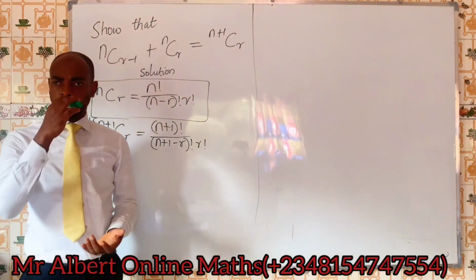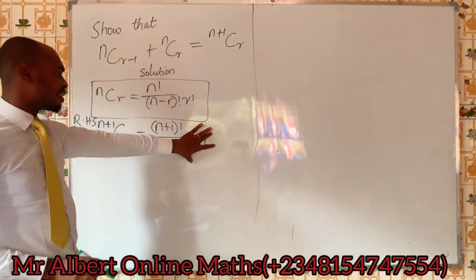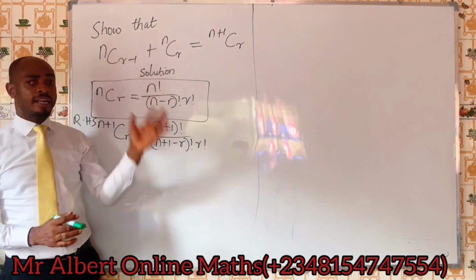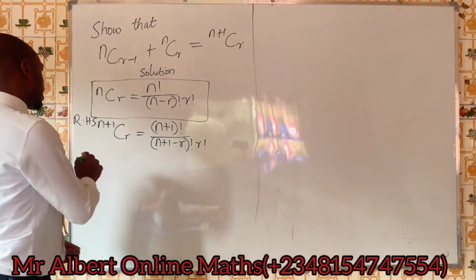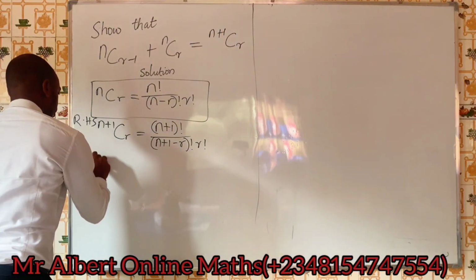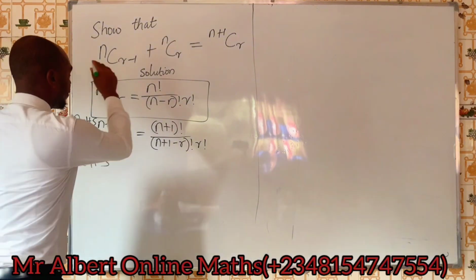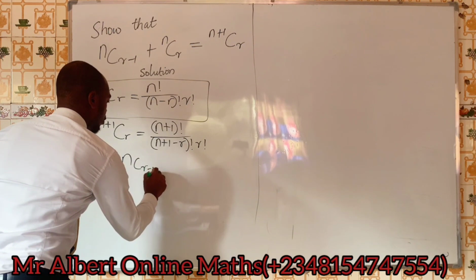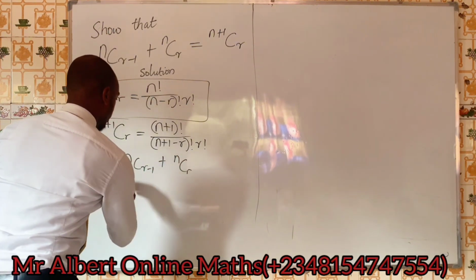After our working, we are expected to have this side be the same thing. So if we can get it, that means we have been able to show that the left hand side and the right hand side are equal. So let us consider the left hand side. The first thing we have is n combination r minus 1. Then we have n combination r.